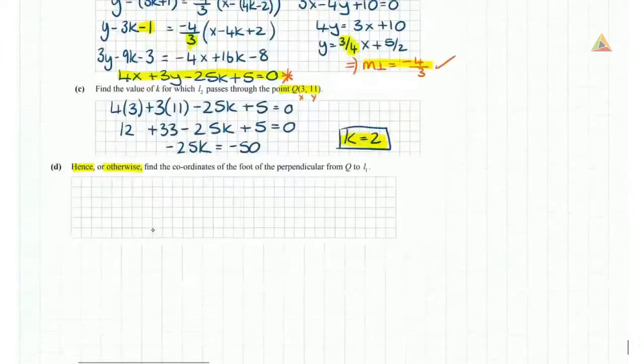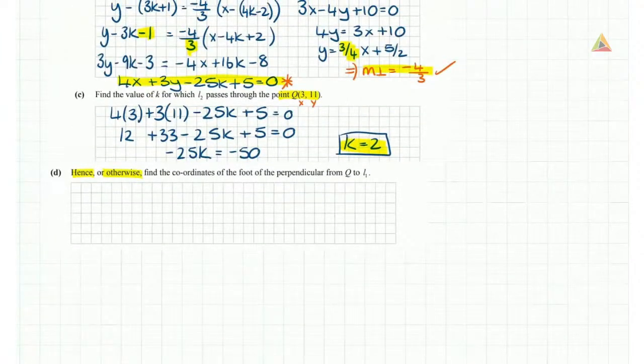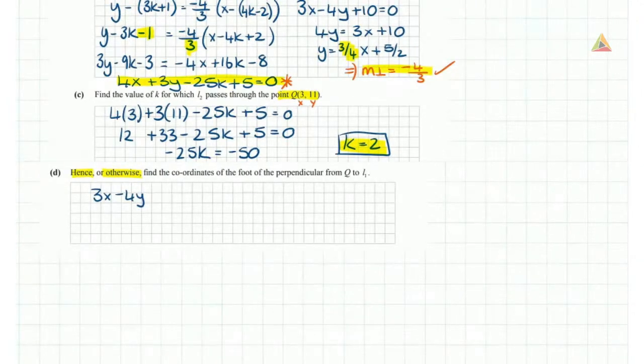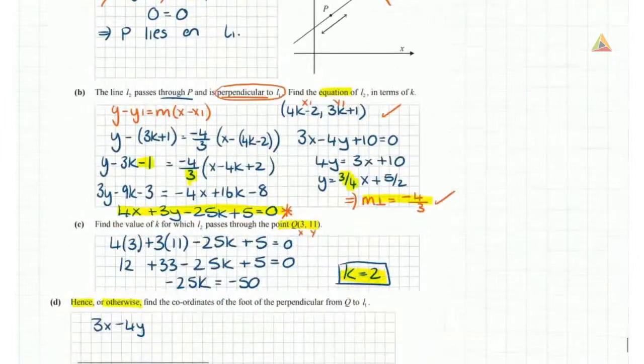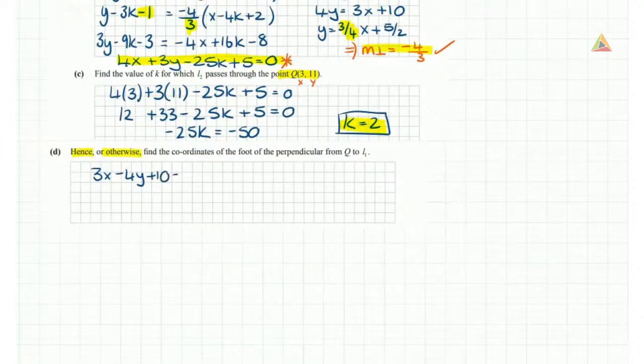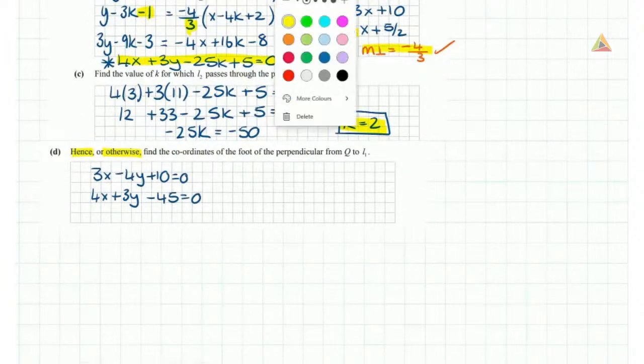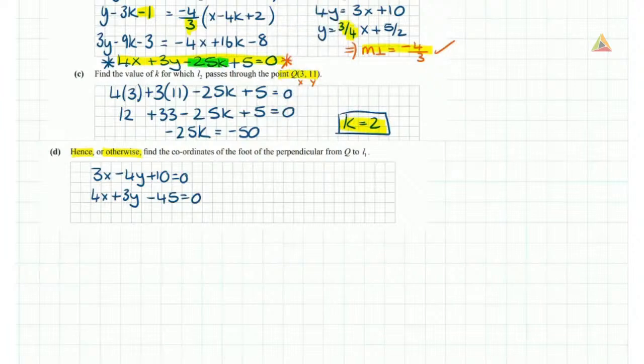So this is my line L2, and we're basically looking for where it intersects with L1. If we take L1 from the very start of the question, let's just remind ourselves, it was 3x minus 4y plus 10 equals 0. And L2, which is the line we had up here in part B, is 4x plus 3y minus 45 equals 0. So where did that minus 45 come from? Well, we know that k is now 2. So that's going to give me minus 50 here, plus 5 is minus 45 equals 0.